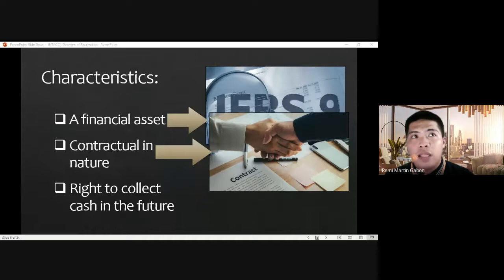Depende na si contract if it is an oral agreement or a written agreement. Oral means word of mouth. Okay? Word of mouth. Parang ganon.